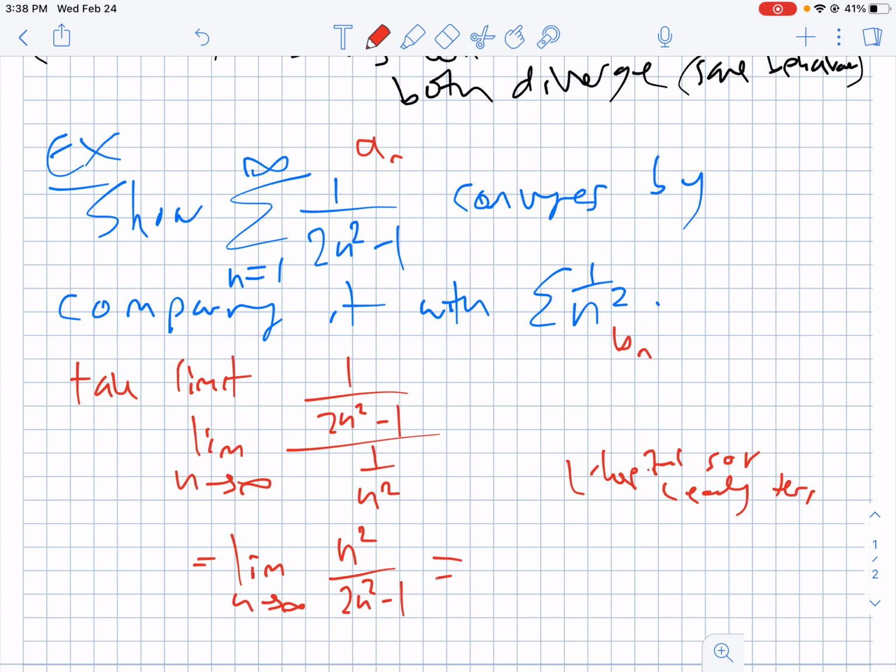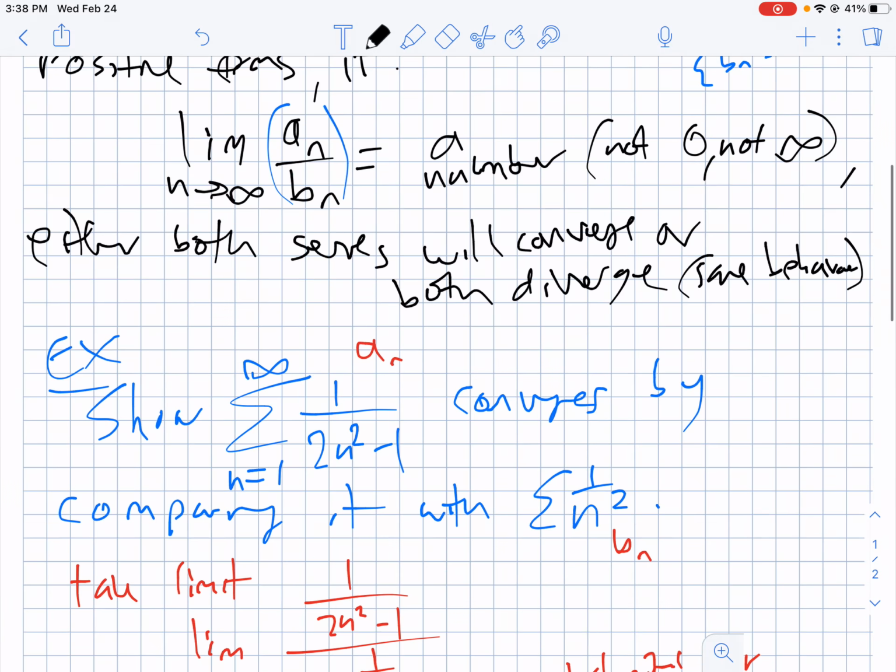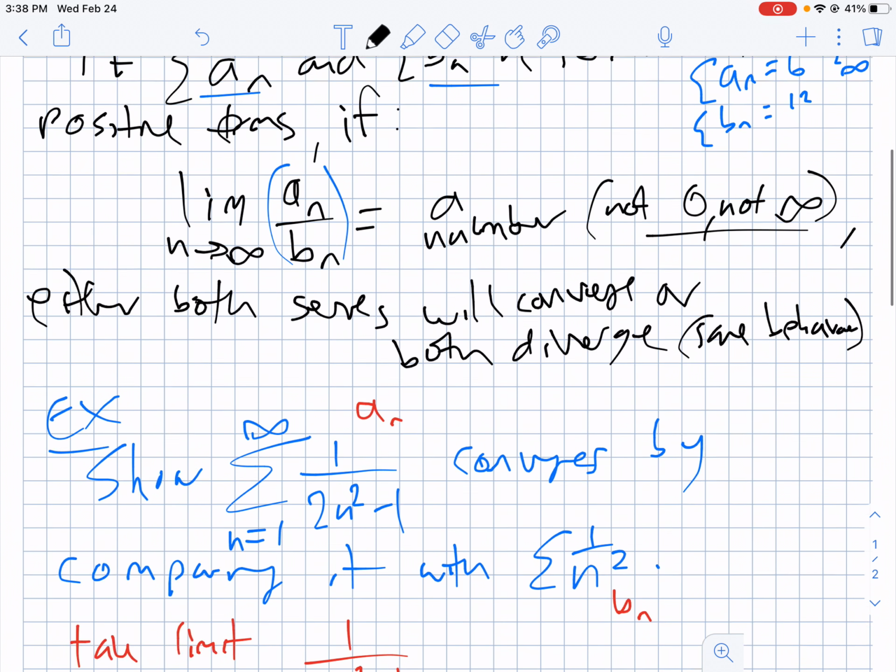Some of you guys just know this is 1/2 or whatever. But let's go ahead and do L'Hopital. This is the same as the limit as n goes to infinity of 2n over 4n, which of course is 1/2. Okay, now, again, the number you get doesn't matter. It just has to be any number that's not 0 and not infinity.